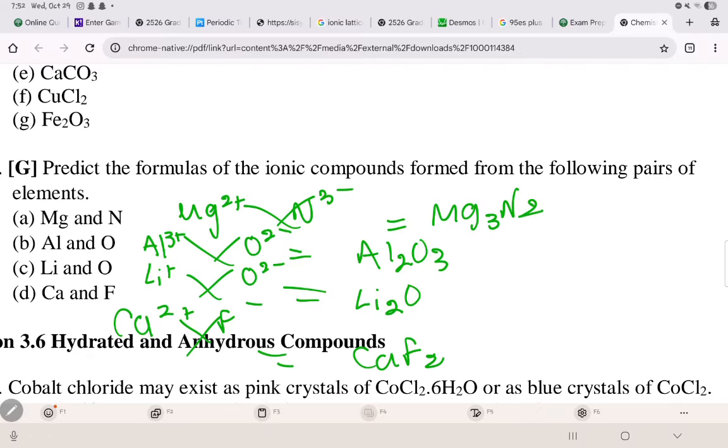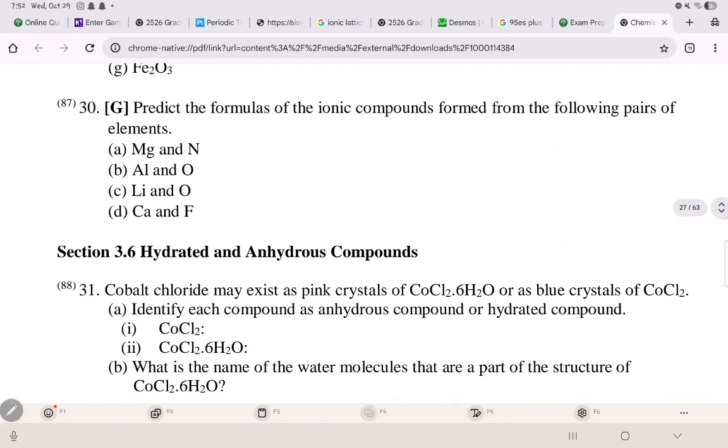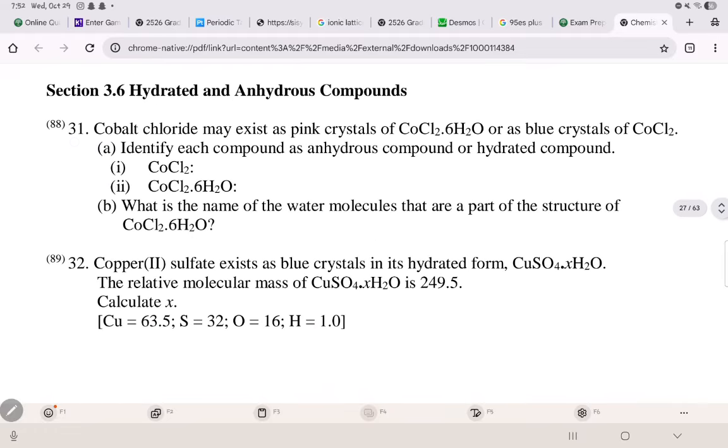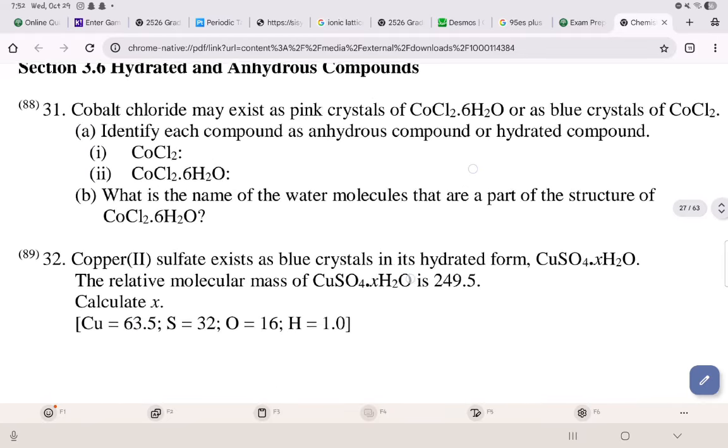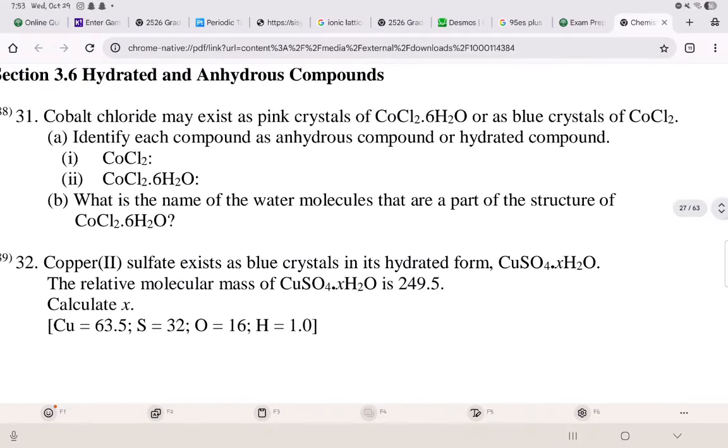It's a very easy concept. Now they told us cobalt chloride may exist as pink or blue crystals. They wanted us to know if it's anhydrous or hydrated. How do you know if it's hydrated? If you see water in the compound, you directly know it's hydrated. If you don't see water, you know it's anhydrous. What's the name of the water molecules that are a part of the structure of CoCl2.6H2O? Because they are crystals, we will call this water of crystallization. Okay? Very simply, that's it for this question.